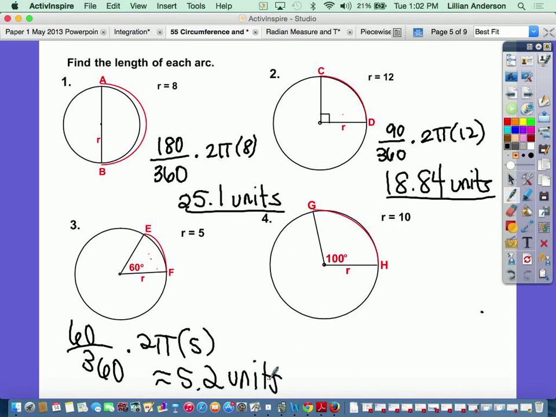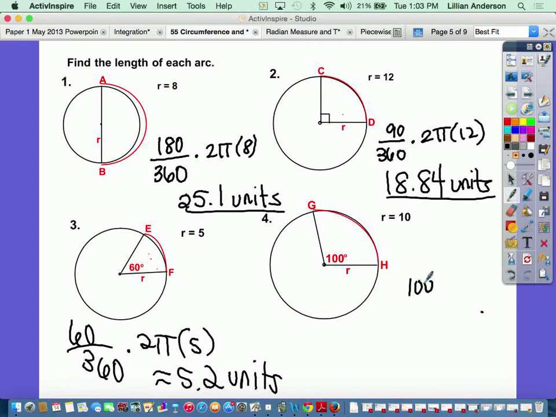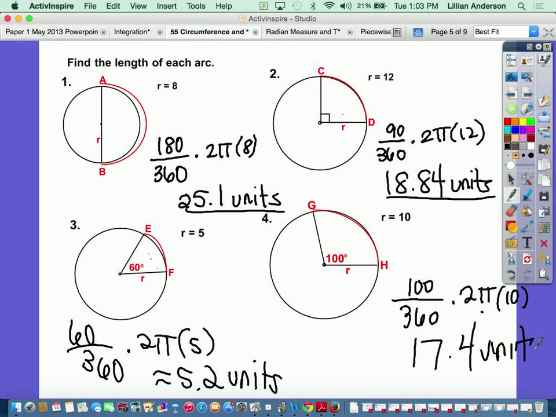3.14 times 2 is 6.28, yes, that's fine. For the next one, what's the measure of the arc? 100. Divided by 360. And what's the answer? 17.4. Questions on finding the length of the arc?